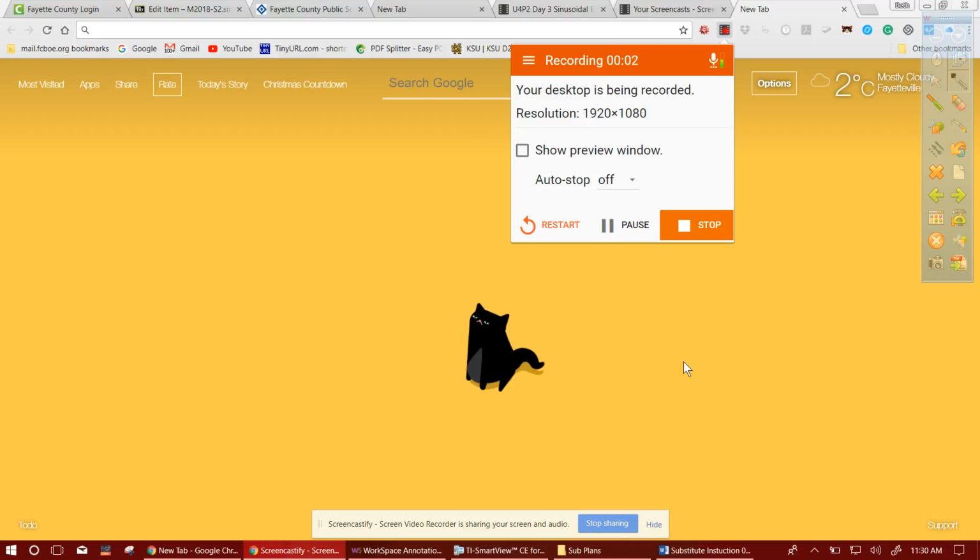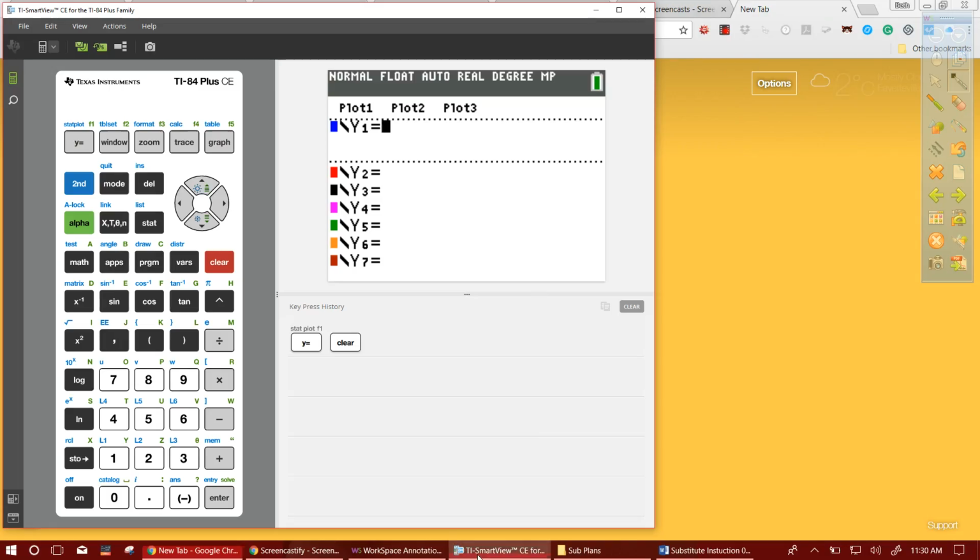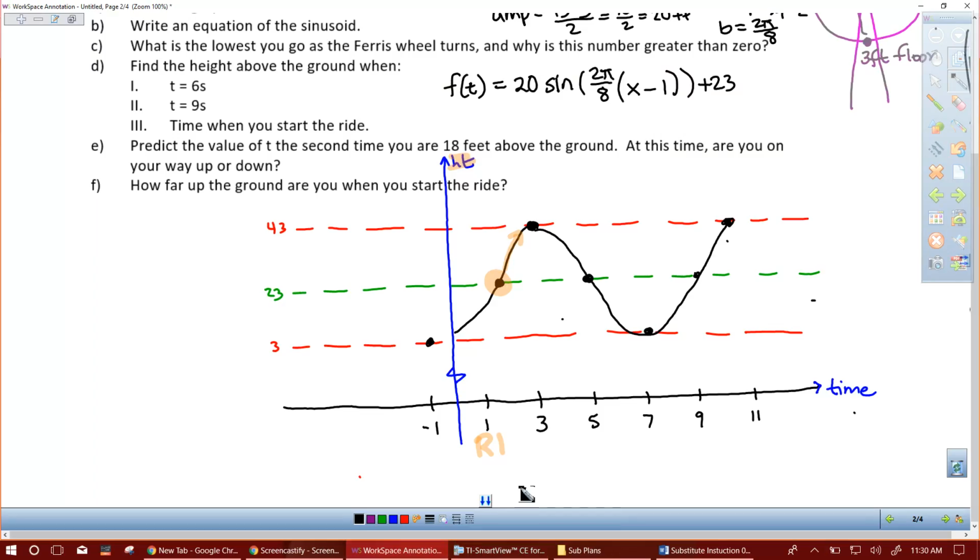Hey guys, I'm back again, and we are about to go into that same example that we just had with the Ferris wheel, and we are going to be working on our calculator with it. So let me bring that up for a second. Remember that we drew this graph here, and we've written the equation right there, which is pretty important. And I'm about to go to my calculator to do part D, part E, and part F.